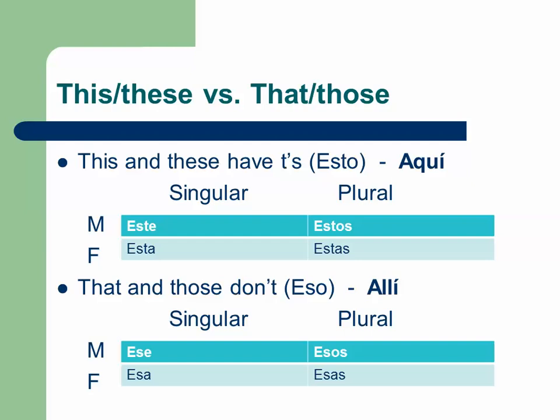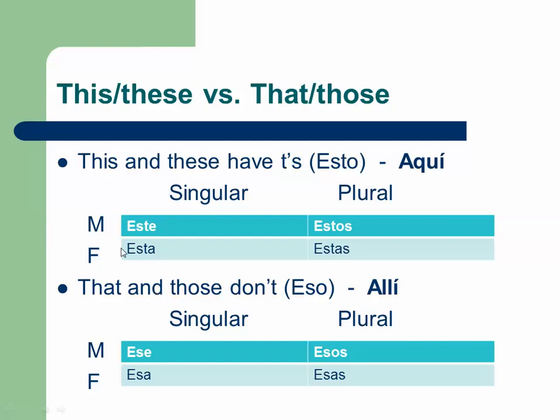Now, if you go a little further away, something you can point to, but you can't exactly touch, it's a little further away than something that's here, it's over there, then they don't have a T anymore. It's spelled the exact same way, just minus the T. So it's ese, esa, esos, and esas.